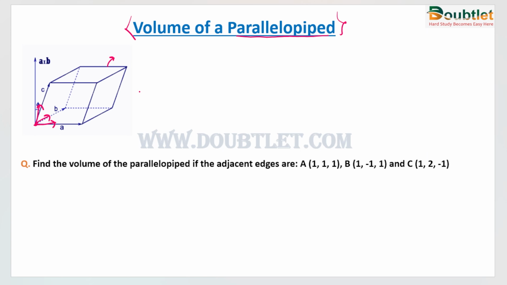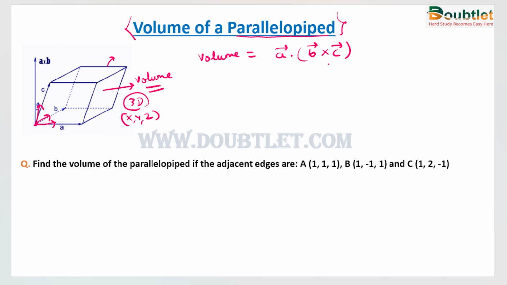So we need to find the volume of this structure, and this is in the three-dimensional plane. So here x, y and z, all the three axes are used. To find the volume, we will use the formula that we need to find the dot product of the A vector with the vector obtained by the cross product of B and C vectors. We can also write this as B dot C cross A, or we can also write this as C dot B cross A.